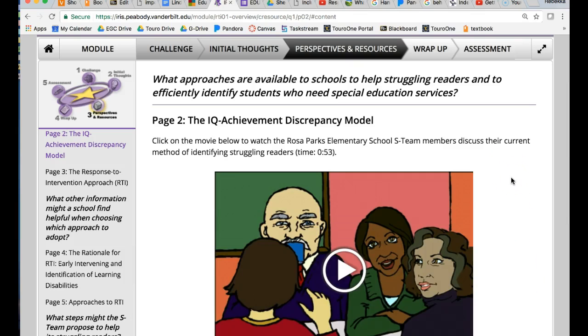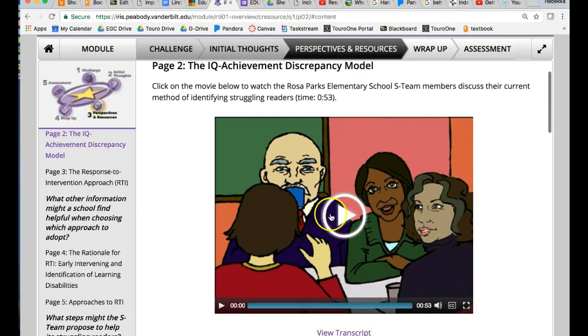So here is the IQ achievement discrepancy model. So we're just going to watch this video.